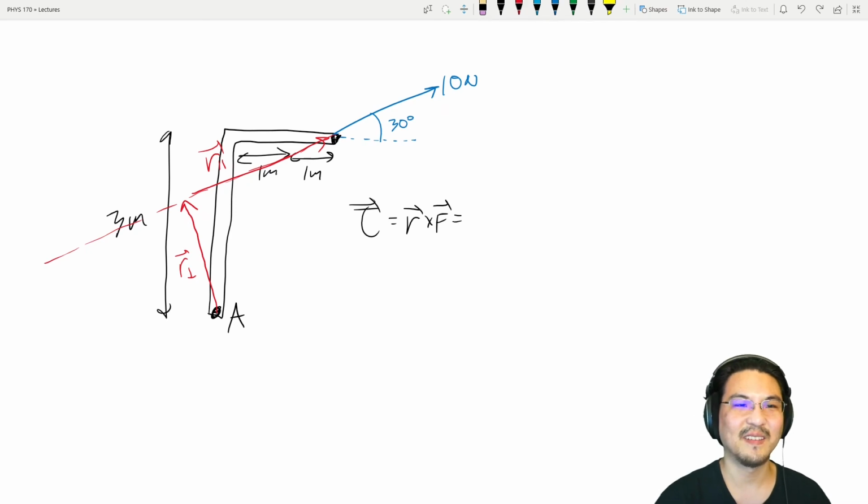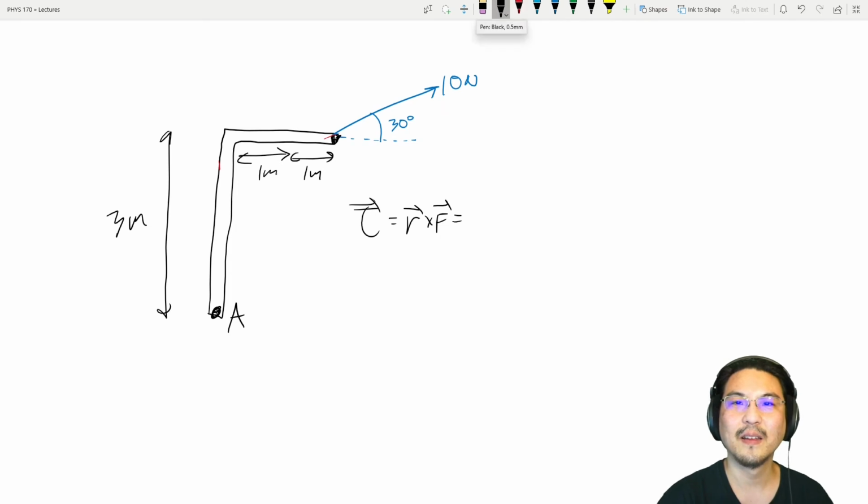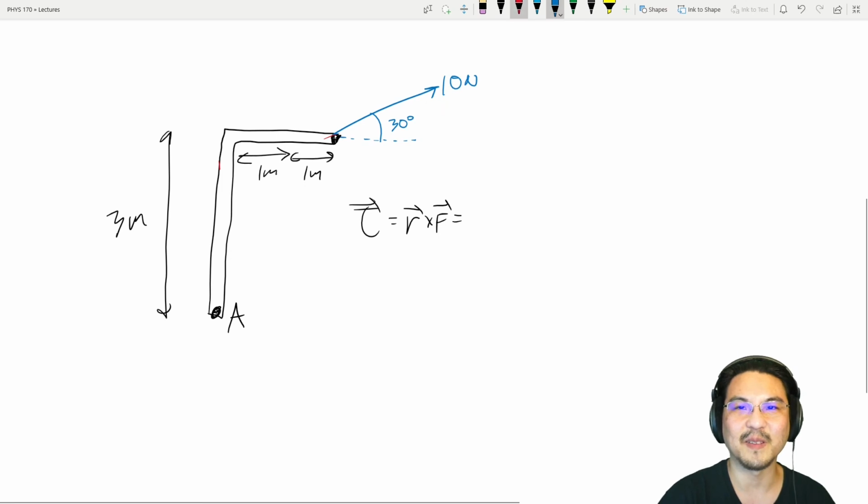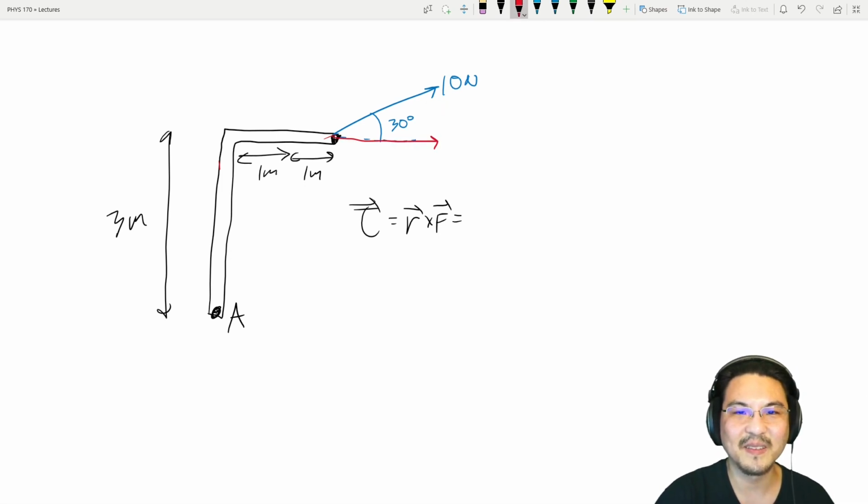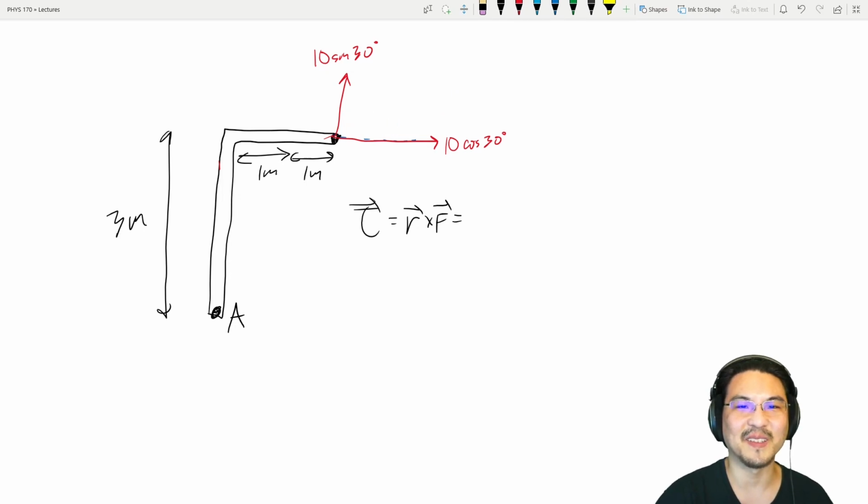Or another option, you can decompose F into two components. Let me just decompose it like this, and like this. So what is this component? 10 cosine 30. What's this component? 10 sine 30. Okay, so now let me just erase this so we can just focus on it already decomposed.